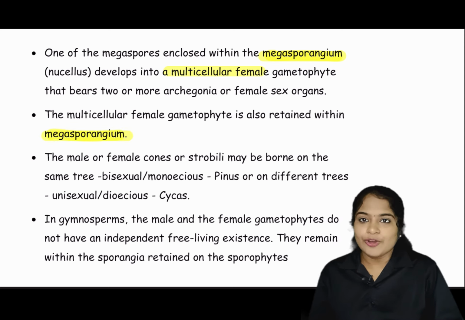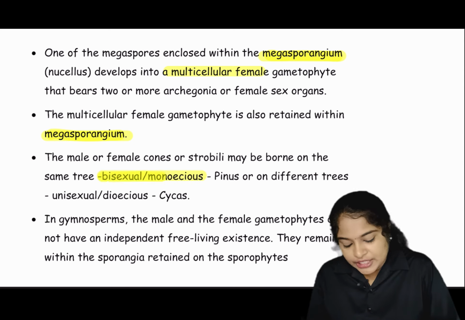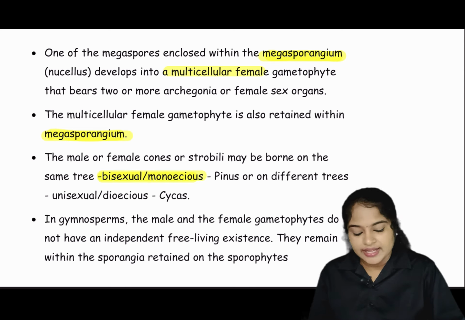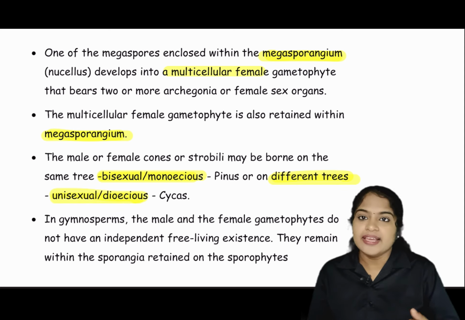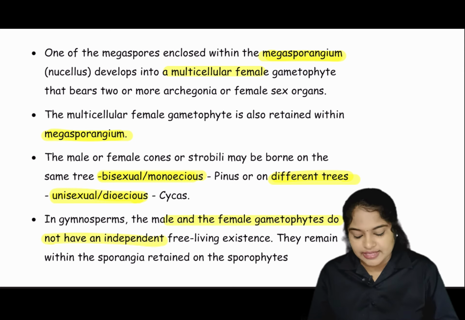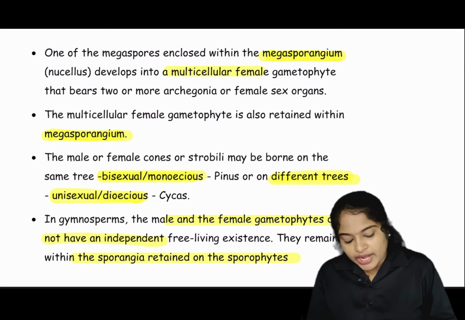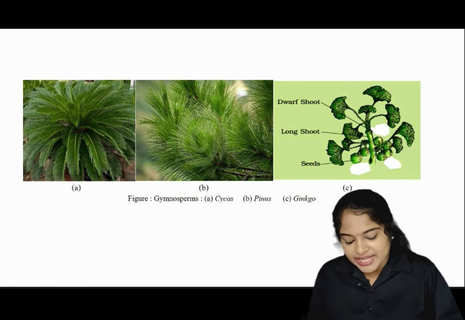The male and female cones or strobili can be formed on the same tree, that is they can be bisexual or monoecious like in Pinus, or on different trees, that is they are unisexual or dioecious like in Cycas. So in Gymnosperms, the male and female gametophytes do not have an independent free living existence. So they remain within the sporangia retained in the sporophyte. Now these are the examples of Gymnosperms, that is Cycas, Pinus, Ginkgo.